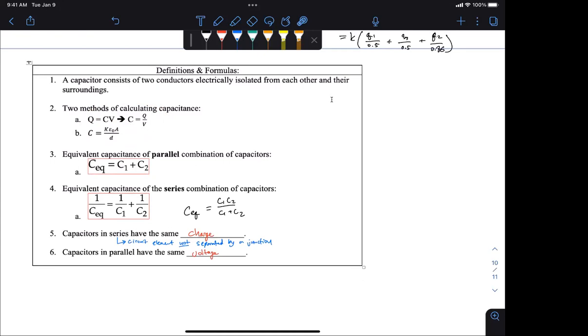And then that E naught is the permittivity of free space, and that's just a constant that you'll be provided. And then S is the surface area of one plate, and D is the distance between them. We actually don't use this equation that much, but it's kind of important to know where it comes from.